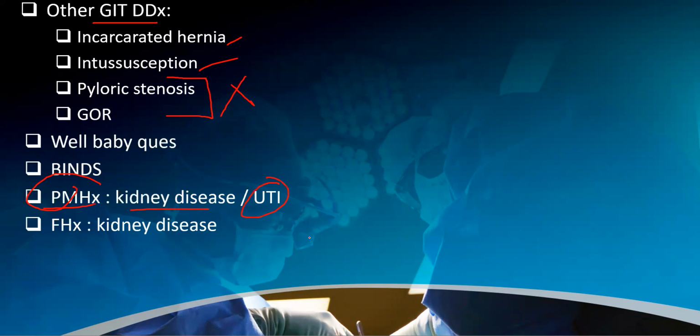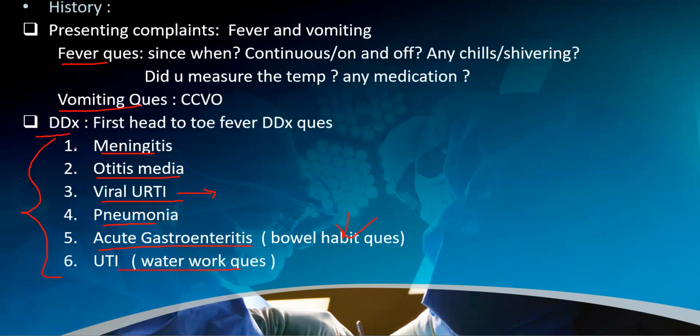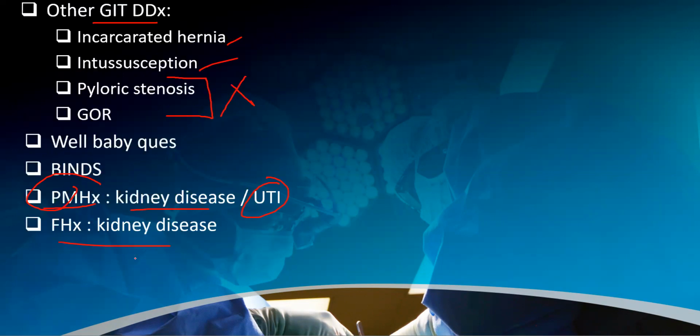Because children having a one-time UTI are sometimes prone to develop recurrent UTI, it's very important to know whether it is the first-time UTI or recurrent UTI. And is there any family history of kidney disease? So that's your question here. In a urinary tract infection case or any fever and vomiting case, you will follow the same format: fever and vomiting questions first, then all infection-related causes, then GIT-related causes, well baby, birth, past medical and family history.